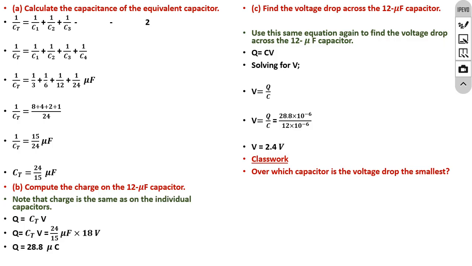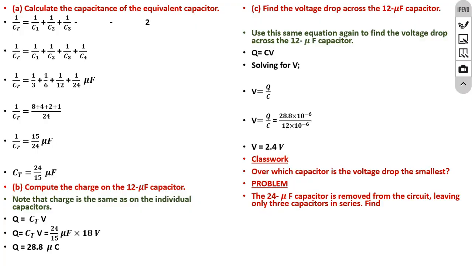So classwork, over which capacitor is the voltage drop the smallest? So what you are going to do is you are going to solve the voltage drop for C1, C2, C3, and C4. Then you check which of these capacitors have the smallest voltage drop. You now compare and make your comment. So that's your classwork. That's what I want you to do now.